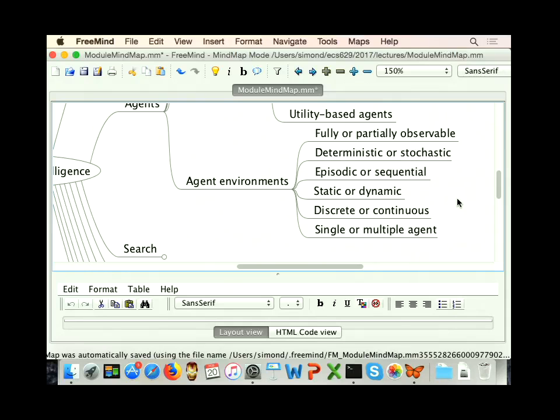Domain. Sorry? Domain is a good word. The domain in which an agent operates. So yes, it is exactly the domain in which the agent acts and senses. The world in which the agent lives, and that can be the real world, of course.